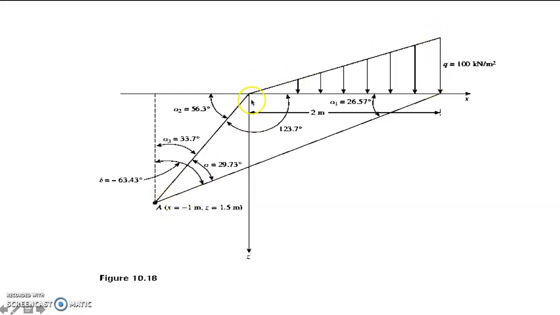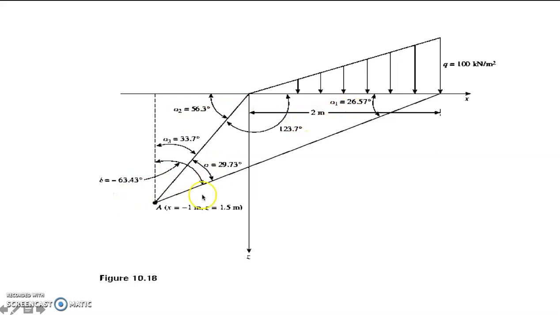Of course, we have our quadrant, our Cartesian coordinate. From point A towards this point is denoted as -1 meters. From this point towards point A is 1.5 meters. From this point towards this one is 2 meters. So we simply have to get our alpha 1 and alpha 2. We can get our alpha.